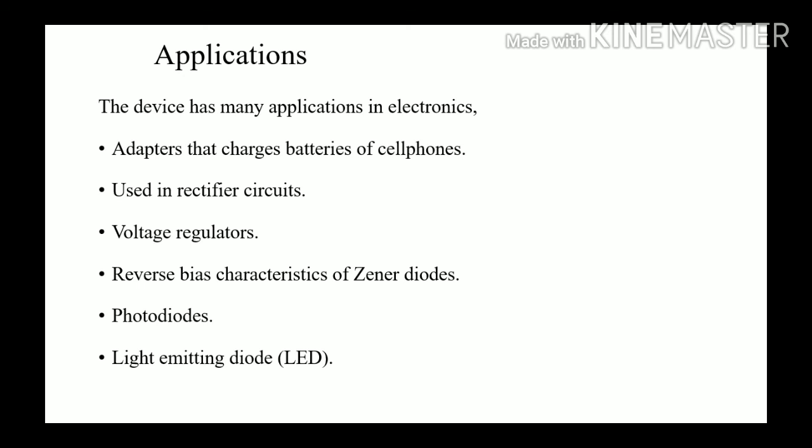The PN junction diode in reverse bias is very sensitive to visible light, which is used as photodiodes. Photodiodes absorb light and convert it to electric current. So these are used as solar cells.